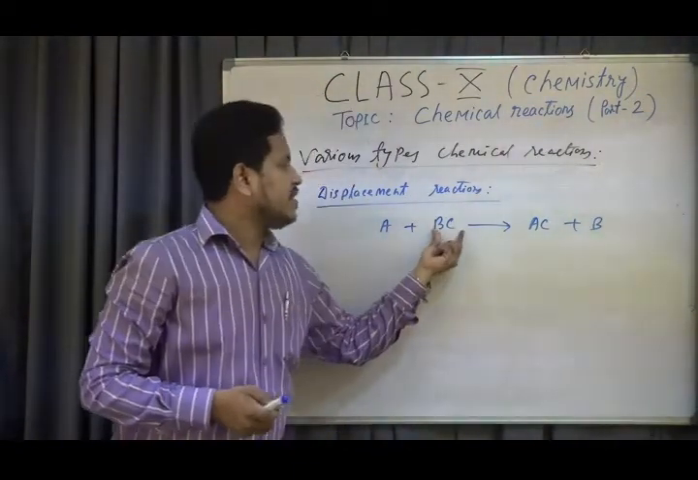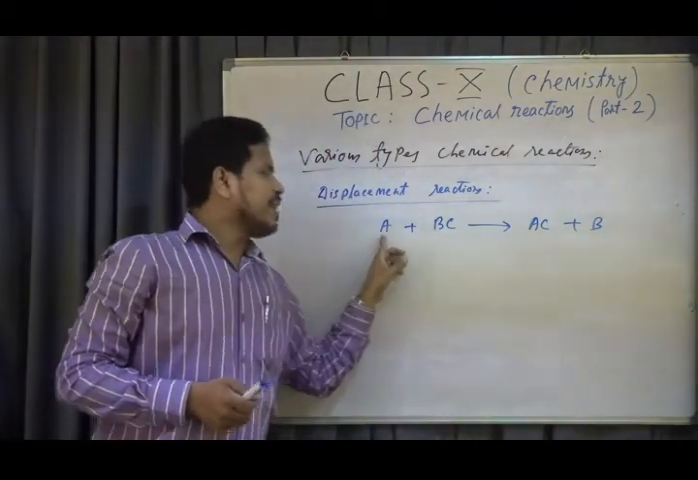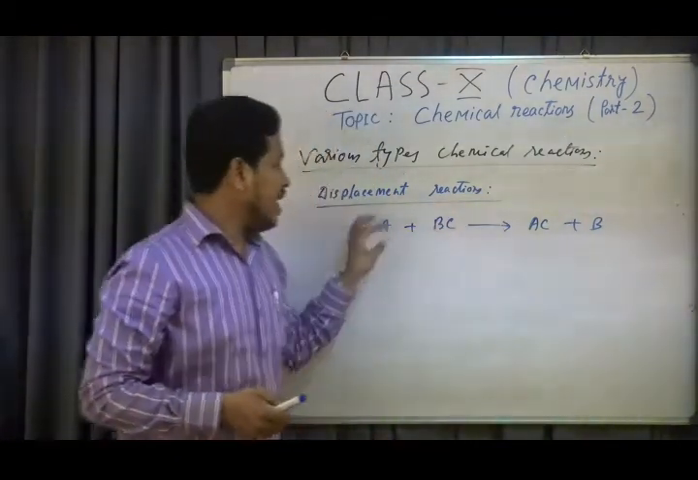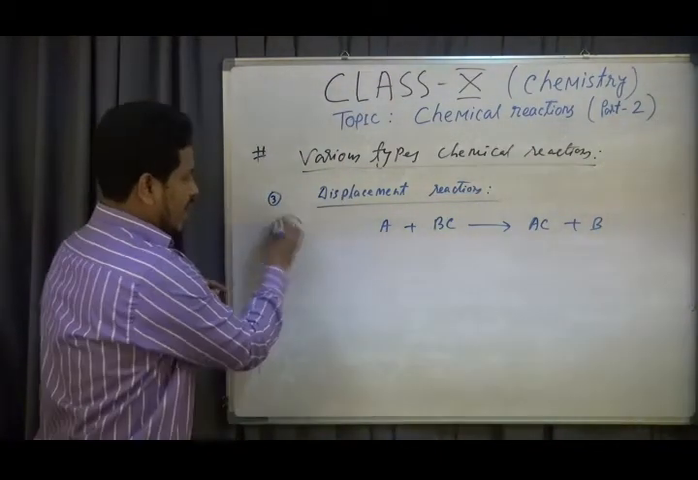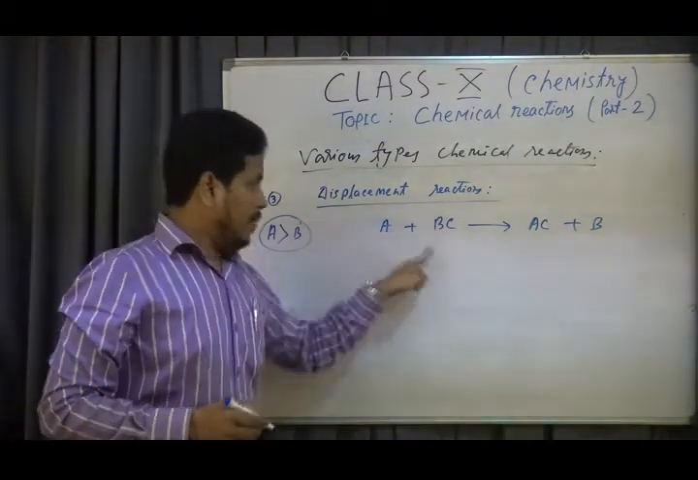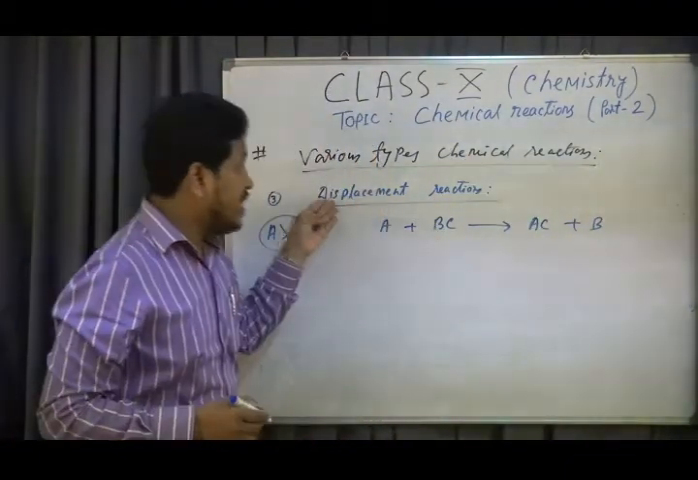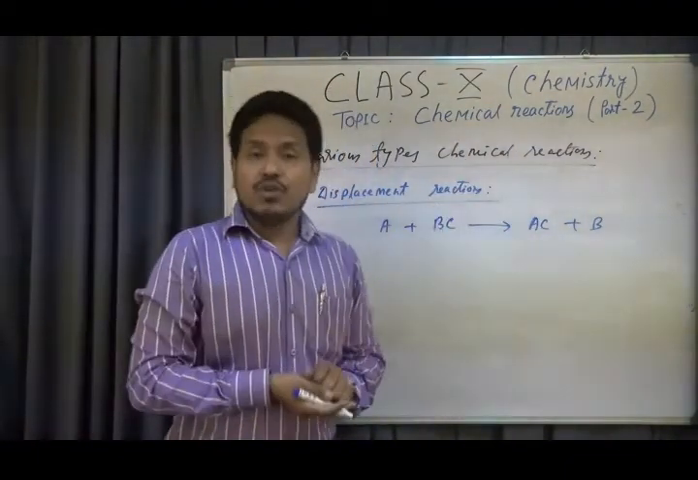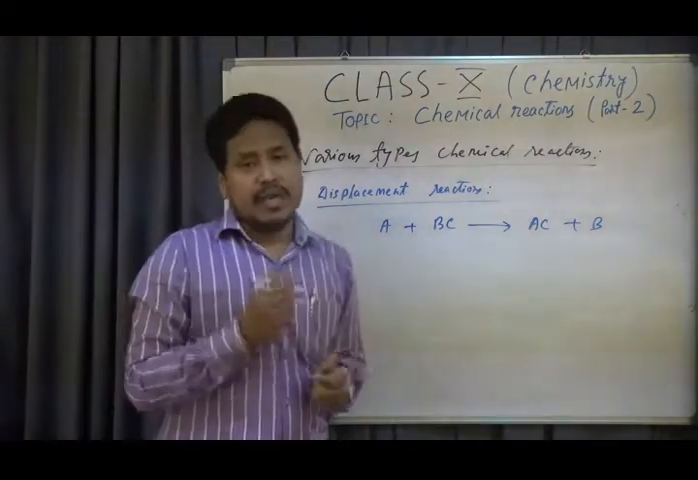That is, from BC, B element is displaced. Who displaces B? A displaces B from BC. That is, A is more reactive than B. That is why A is more reactive than B. That's why A can displace B from BC compound to produce AC, and B is displaced. This kind of reaction is displacement reaction. So to understand the displacement reaction, my dear students, you have to know the reactivity of elements.